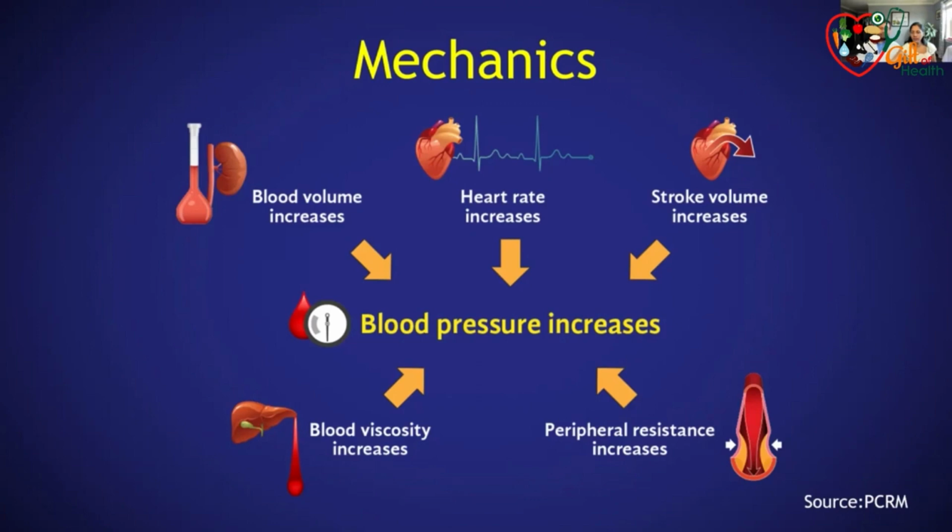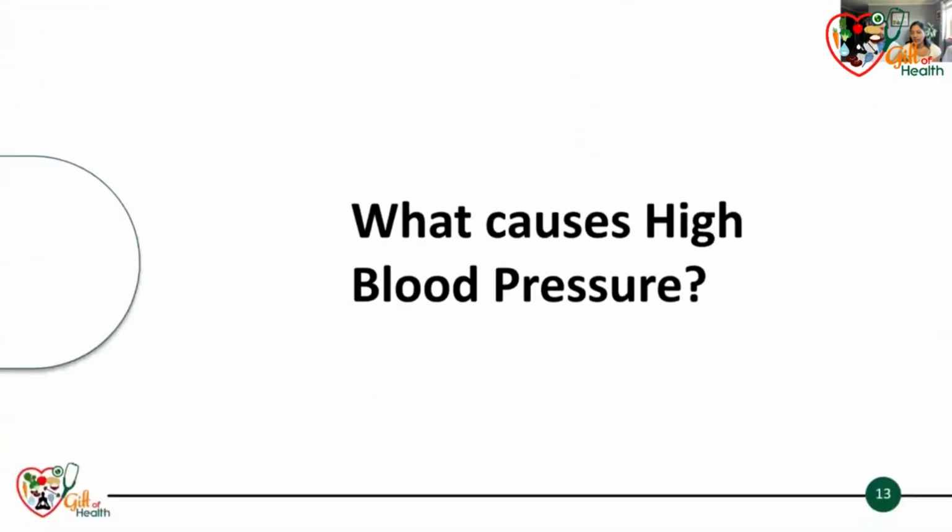So if you can see simply, there are only three things that can actually cause high blood pressure. Either it could be due to mechanical factors, or it could be due to the nervous system, the neural factors, or it could be due to hormonal factors. One by one, we will see what things actually cause or increase blood pressure.